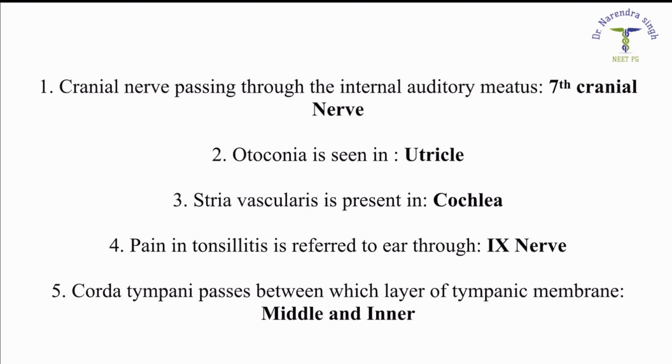First question says, which cranial nerve passes through the internal auditory meatus? The seventh cranial nerve passes through the internal auditory meatus. The second question is otoconia. Otoconia are seen in the utricle of the inner ear.